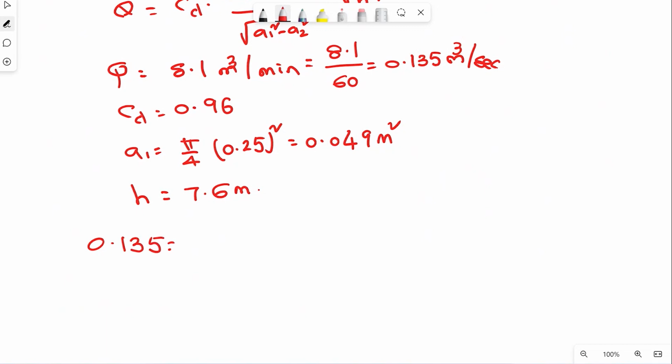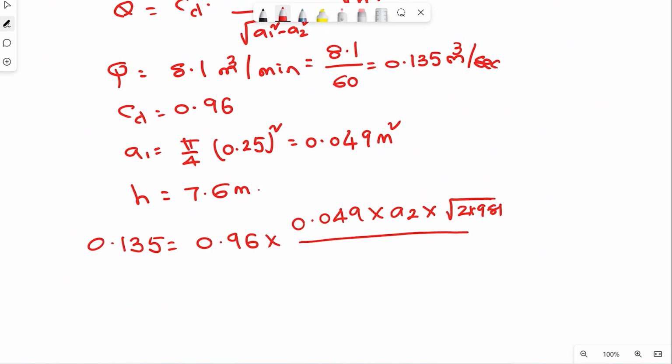0.135 is equal to CD 0.96 into A1 is how much? 0.049 into A2, into root 2 into 9.81 divided by A1 square, so that is 0.049 square minus A2 square into root h means root 7. So this is what is being given. Then taking that into account, let us calculate what will be A2, because everything is known except A2.